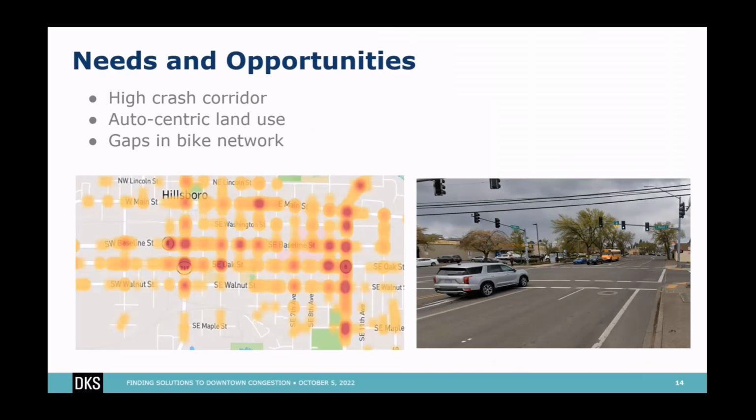A couple other needs. So this is a high crash corridor. I've got the crash heat map shown here on the side. I already mentioned the auto-centric land use and the gaps in the bike network. So this shows in street view, you can see a bike lane on one side of the intersection, no bike lane on the other side of the intersection.